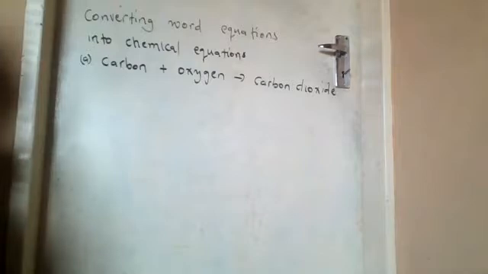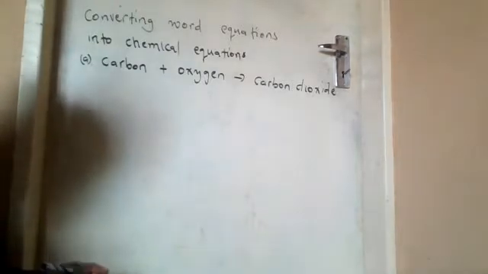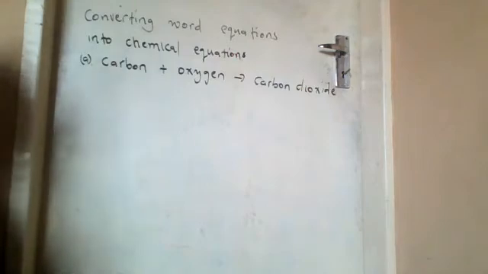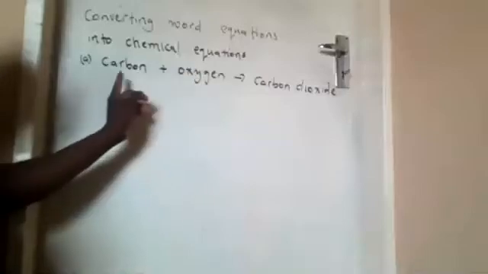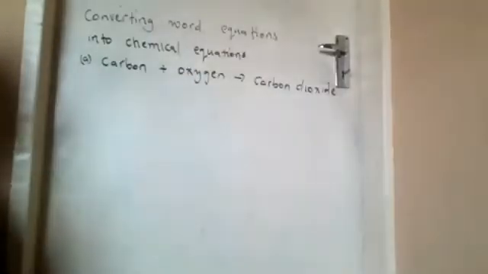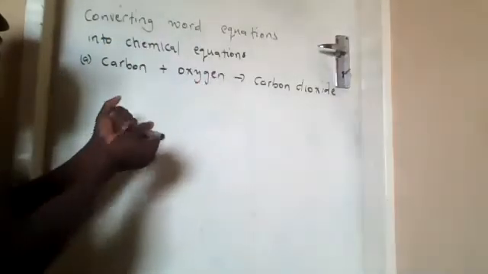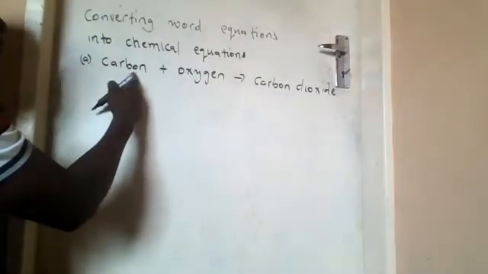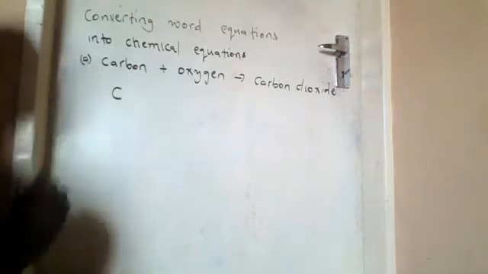Now, I will urge you that whenever you are doing this task, you need to have the periodic table, because from the periodic table is where you'll get the chemical symbols of elements as well as the valences of those elements. So from the word go, we know that this is a word equation. Converting it into a chemical equation, what is the chemical symbol for carbon? The chemical symbol is C.